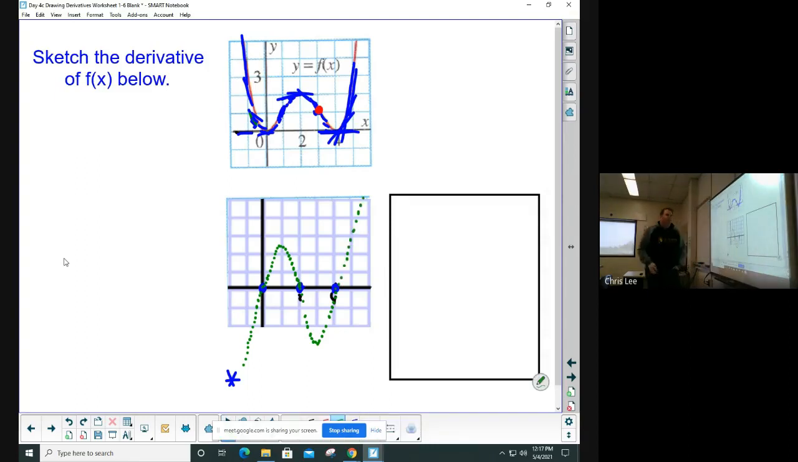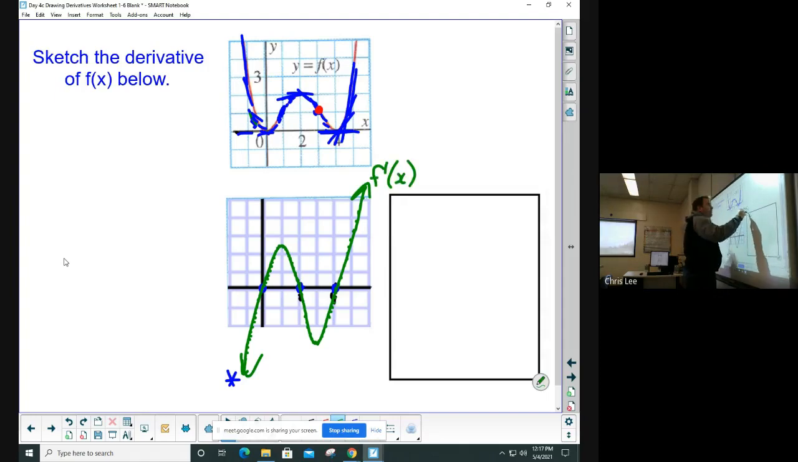And I'm doing all those dots just to guide my drawing and saying, okay, I feel pretty good about this. So now I'm actually going to draw what I think the derivative looks like and sort of go like this. And say that this is the derivative f prime. Okay?